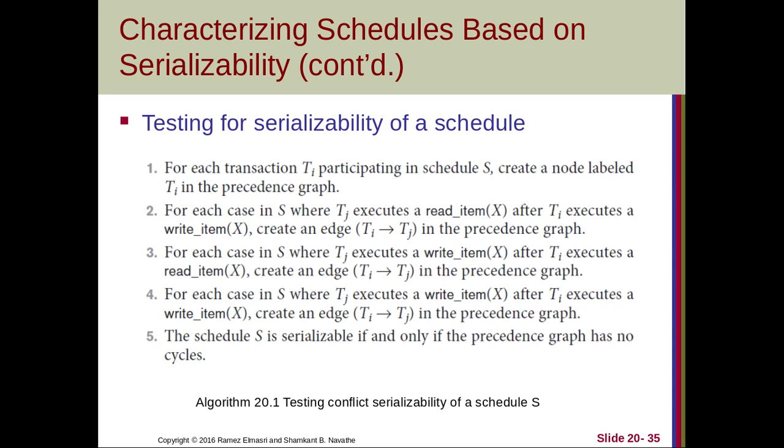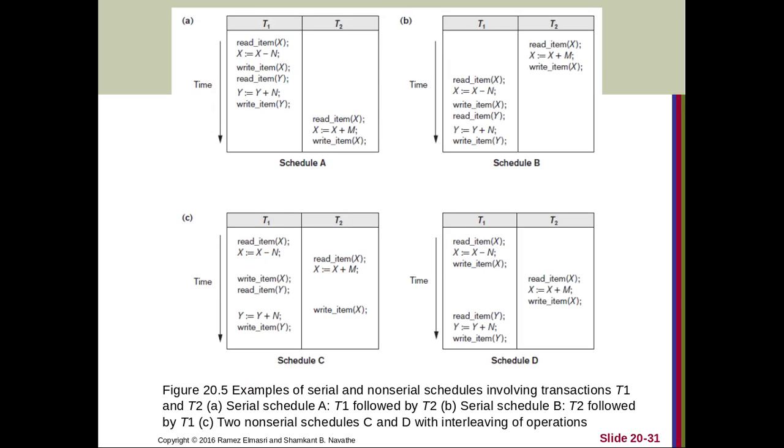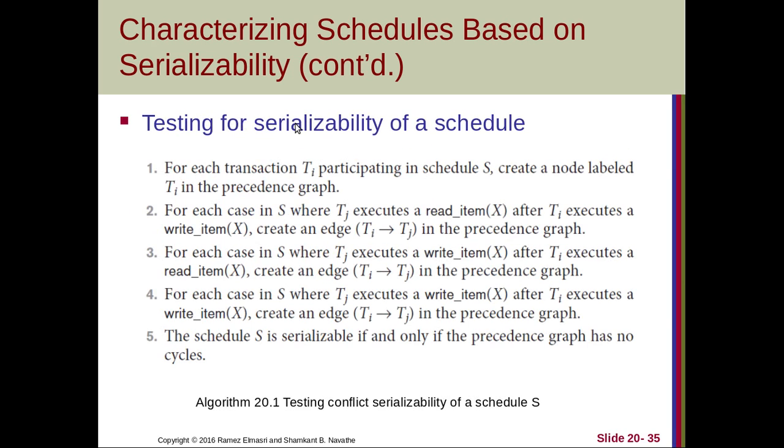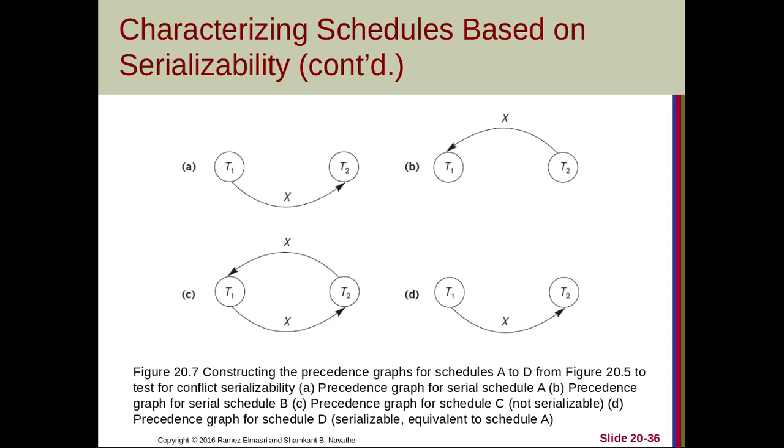See, for example, testing for serializability of schedules. For each transaction Ti participating in schedule S, create a node labeled Ti in the precedence graph. In our example, in all the four cases you have two transactions T1 and T2, so you have two nodes T1 and T2. That means Ti and Tj. Then for each case, I'll show you. This is an example where all the four cases are discussed.